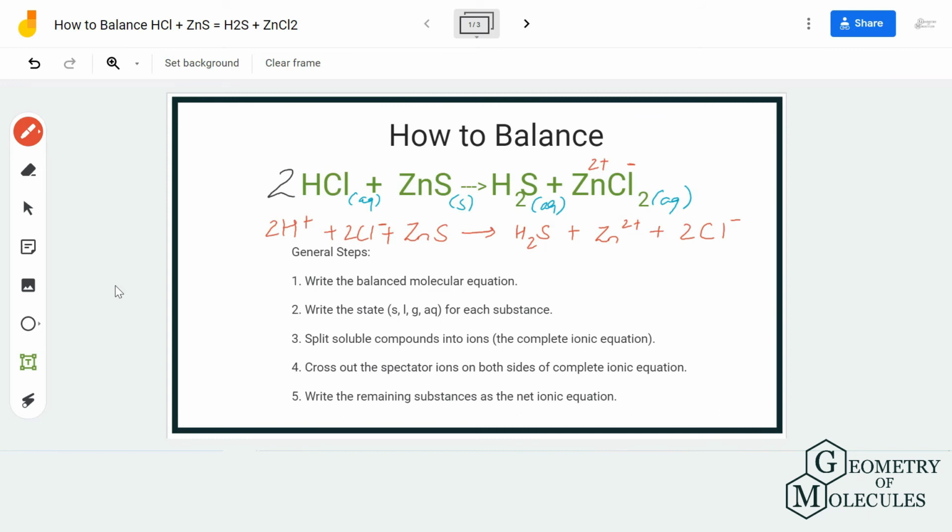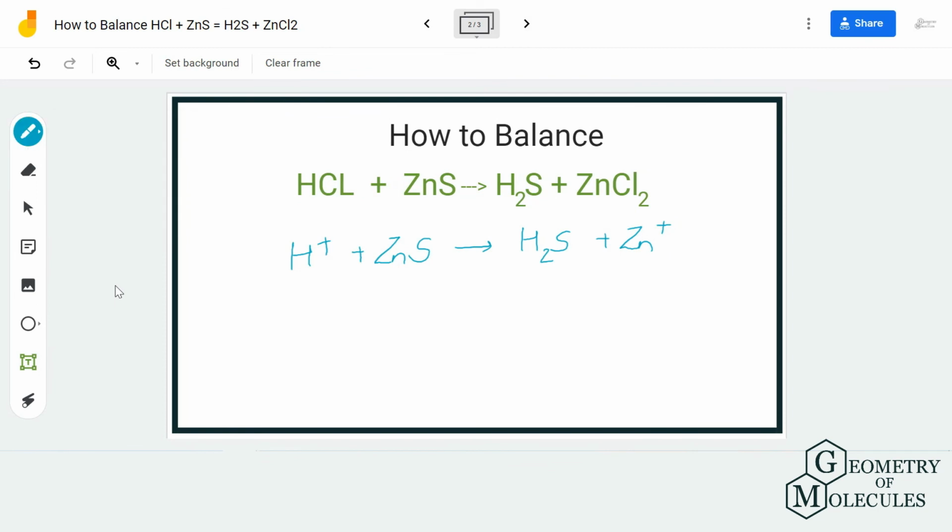Now we have to cross out the spectator ions, the ions which are doing nothing, and we can cancel them out to get the net ionic equation. If you look at this equation, you will see that 2Cl minus remains common on both reactant and product side. So you can cancel those out, and then you are left with the net ionic equation, which is 2H plus, ZnS, H2S and Zn2 plus on the product side. So you can write this equation and voila, it's done. You have the net ionic equation for the equation that we started with, and it is so easy, right?